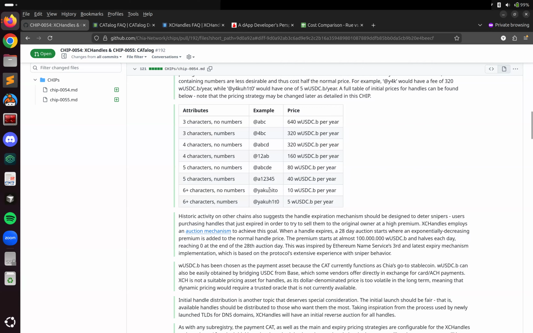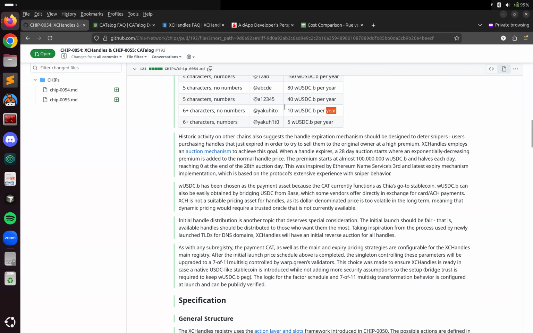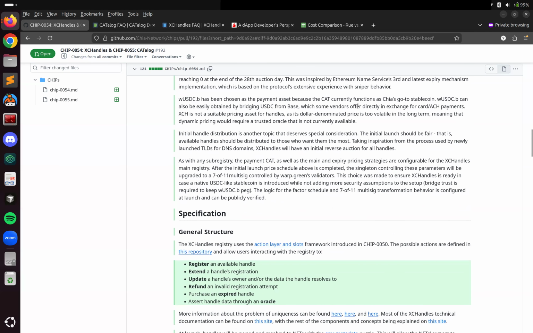So if, let's say, Yakuhito expires, it will be more expensive. It will be 10 USDC from Base plus the premium for the first 4 weeks. But if no one bids in that reverse auction after 4 weeks, it will be available to register for 10 USDC, basically like it were a new handle. I covered the reasoning for pricing handles in USDC, but it is written in the CHIP as well.